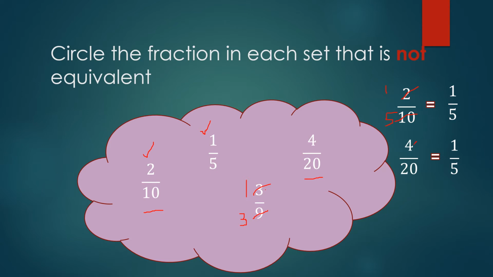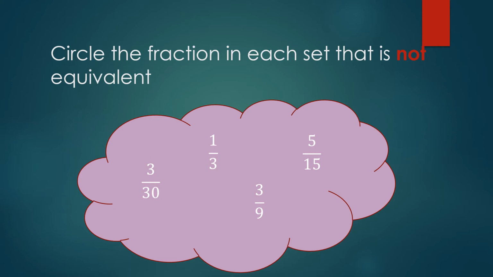Let's see. 4 times 1 is 4 and 4 times 5 is 20. So we can see that 4 upon 20 is also equivalent to 1 upon 5. So the fraction which does not belong to this set is 3 upon 9 because it's not equivalent to 2 upon 10, 1 upon 5 or 4 upon 20.